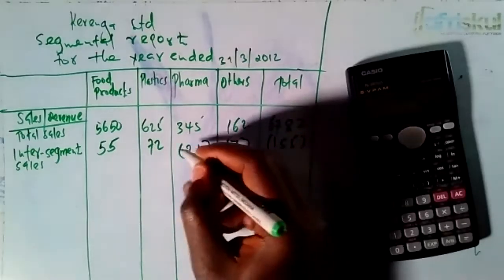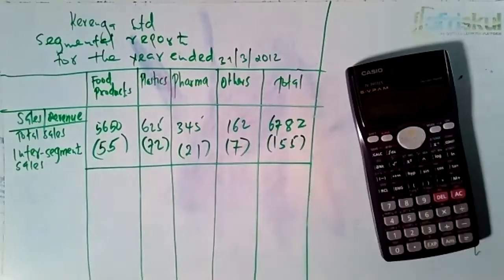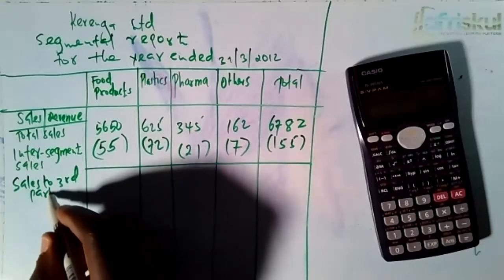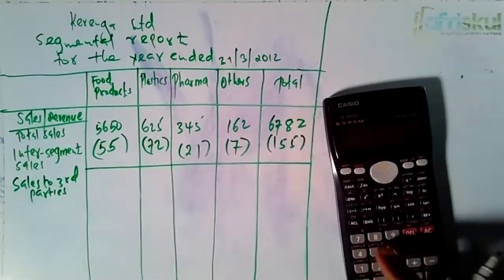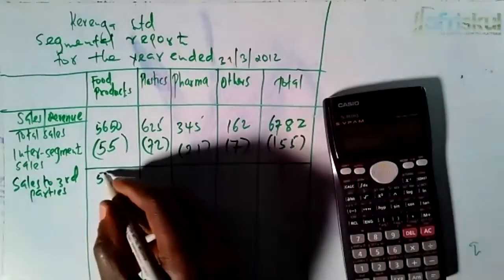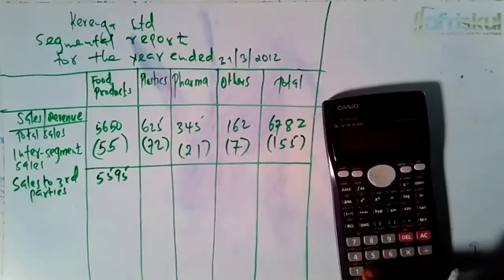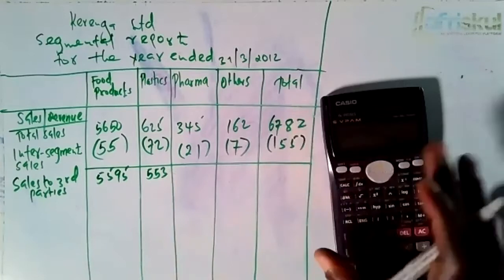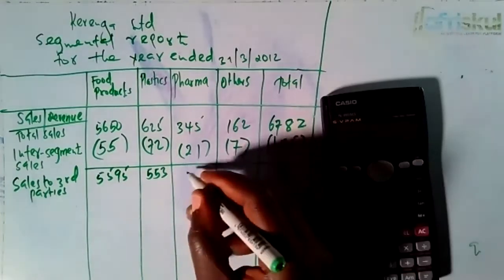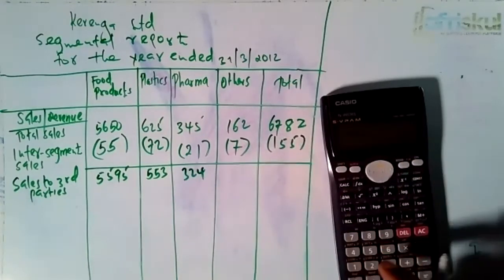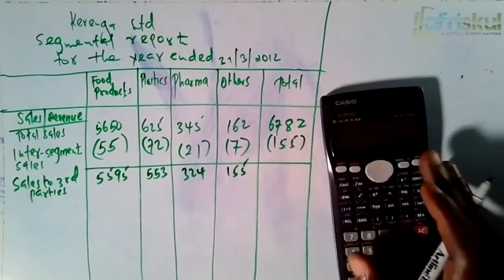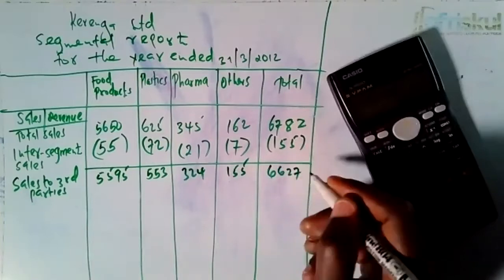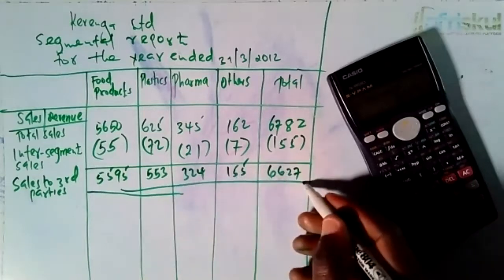Remember that this one you subtract from the total sales. So now what I will get is the sales to third parties. So 5650 minus 55 is 5595. 625 minus 72 is 553. Then 345 minus 21 is 324. 162 minus 7 is 155. Then 6782 minus 155 is 6627. So you close up to that point.